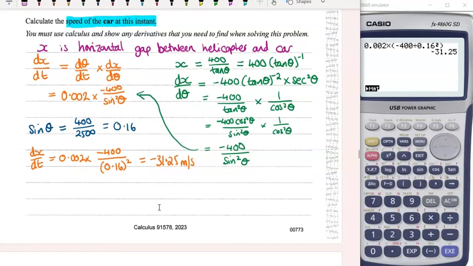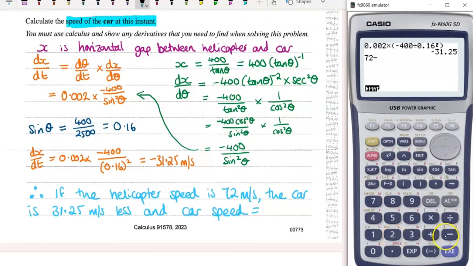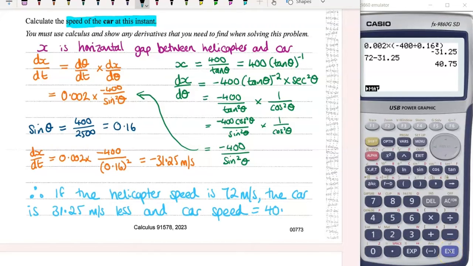So this rate of change is telling us how fast that gap is closing down. So if the helicopter is already doing 72, that gap is closing at a rate of 31.25, so the car is going that much slower than the helicopter. So if we take 72 and we subtract the 31.25, we have a car speed of 40.75 meters per second.